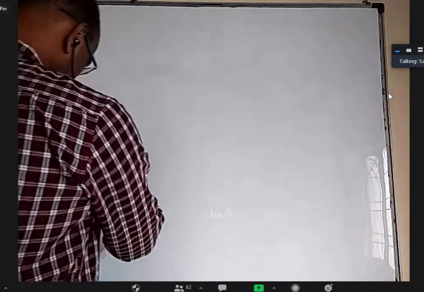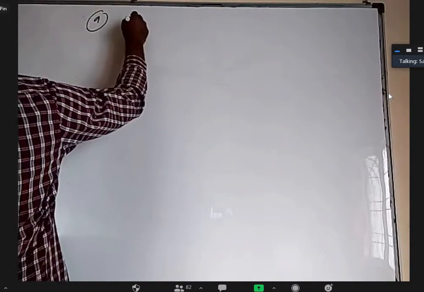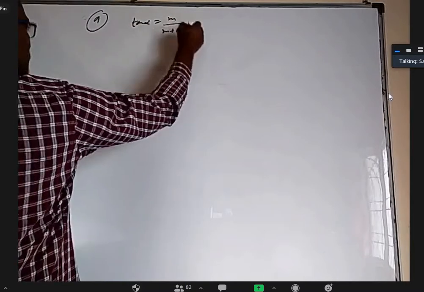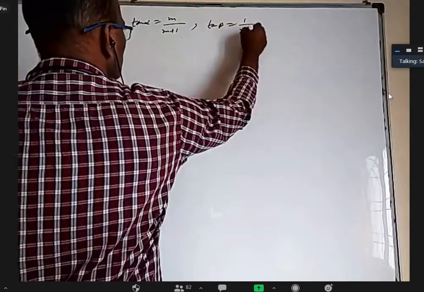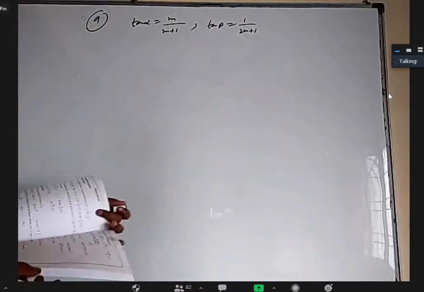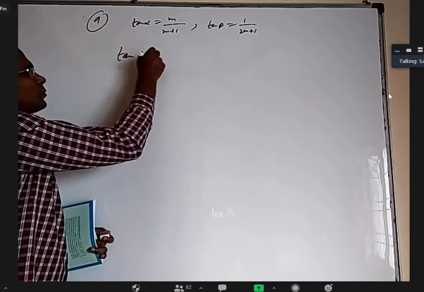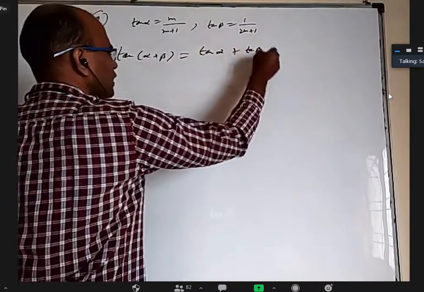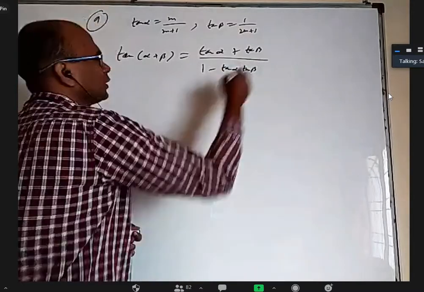Okay, ninth one, they wanted alpha plus beta. So right there we have a hint. Tan alpha is m by m plus 1 and tan beta is 1 by 2m plus 1. They wanted to find alpha plus beta. So let us find it. Tan alpha plus beta is tan alpha plus tan beta by 1 minus tan alpha tan beta.